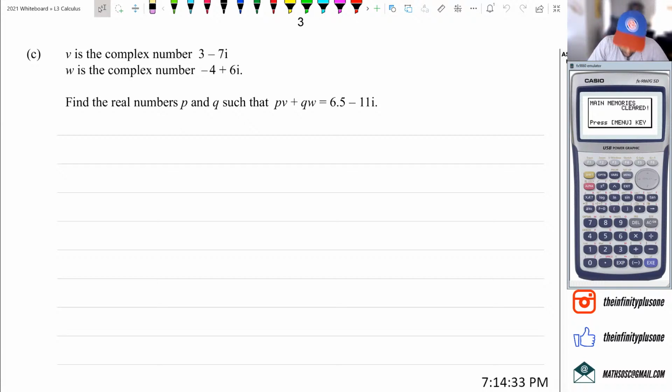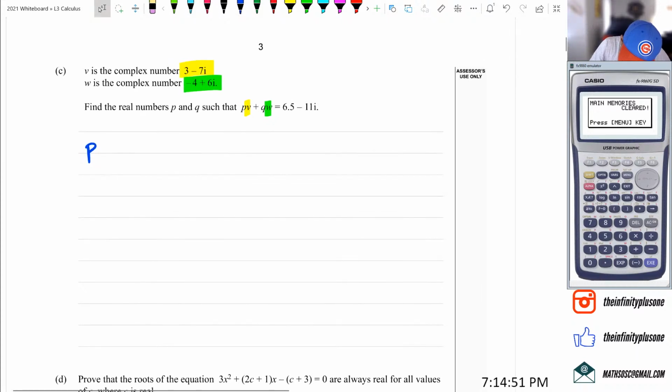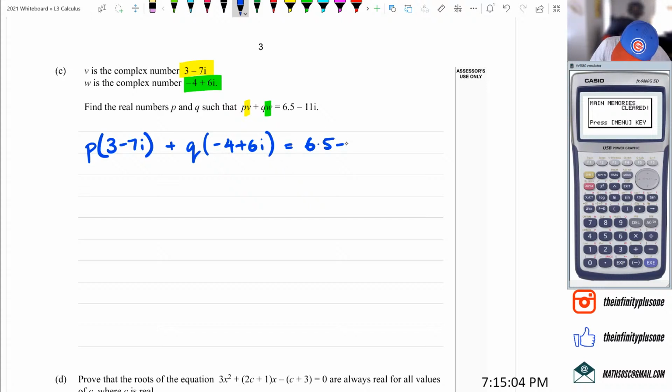Okay, so what we've got here is v, which is 3 minus 7i, which I'm going to substitute into v there, and then w is negative 4 plus 6i, which I'm going to substitute into there. So what I've got here, I'm just going to zoom in a little bit. I've got p(3 minus 7i) plus q times (negative 4 plus 6i). All of that is equal to 6.5 minus 11i.